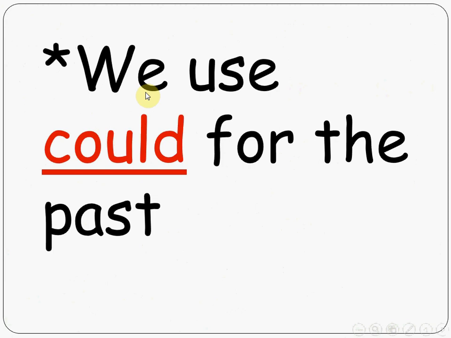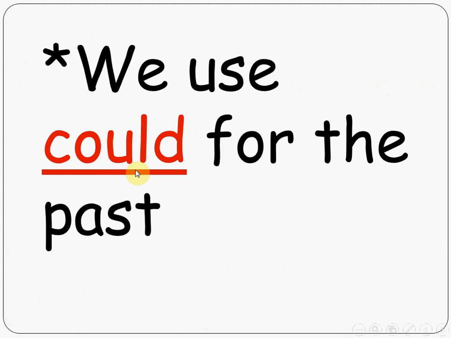Okay, this is about can. So again, before we move to another point, we said that we use can to talk about abilities. For example, I can swim. He can speak English. This is abilities. And also to ask for permission. For example, can I go to the toilet? Can I eat during the session? So all of them are ways to ask for permission.